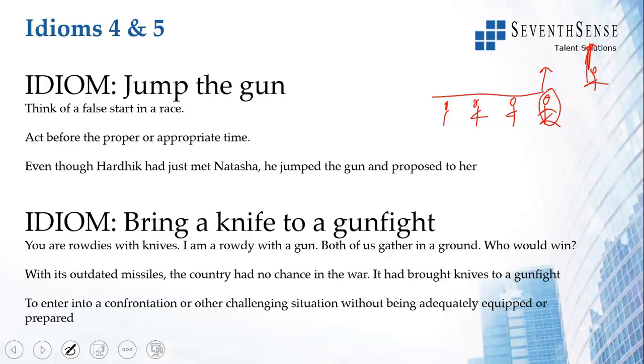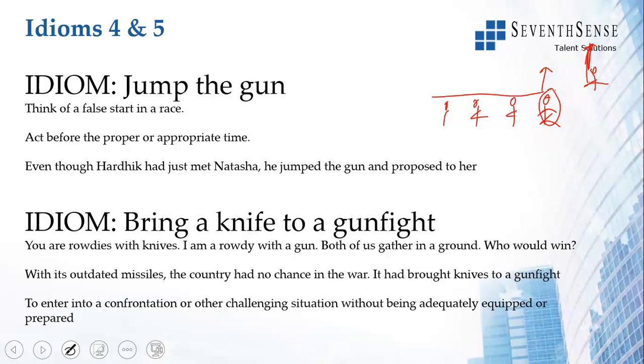If you go into a debate without knowing the data, and the other person defeats you with data, you have brought a knife to a gunfight. If you can only play spin very well, but the opposite side unleashes the fast bowler, you have brought a knife to a gunfight. You are going to get out.